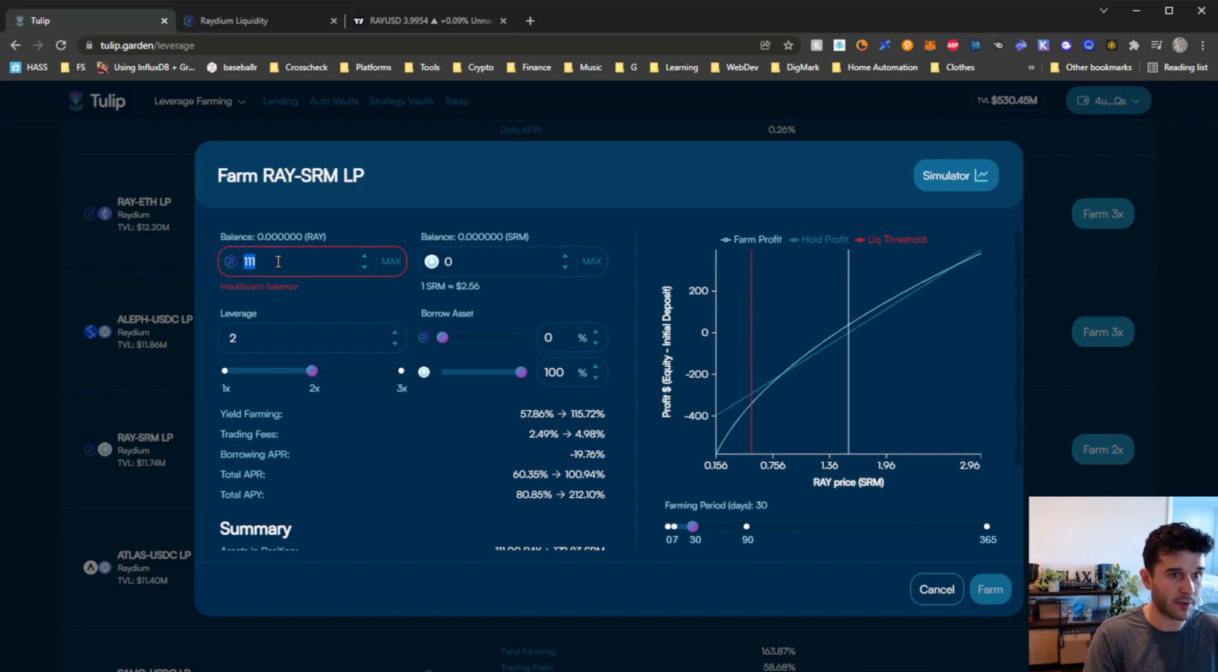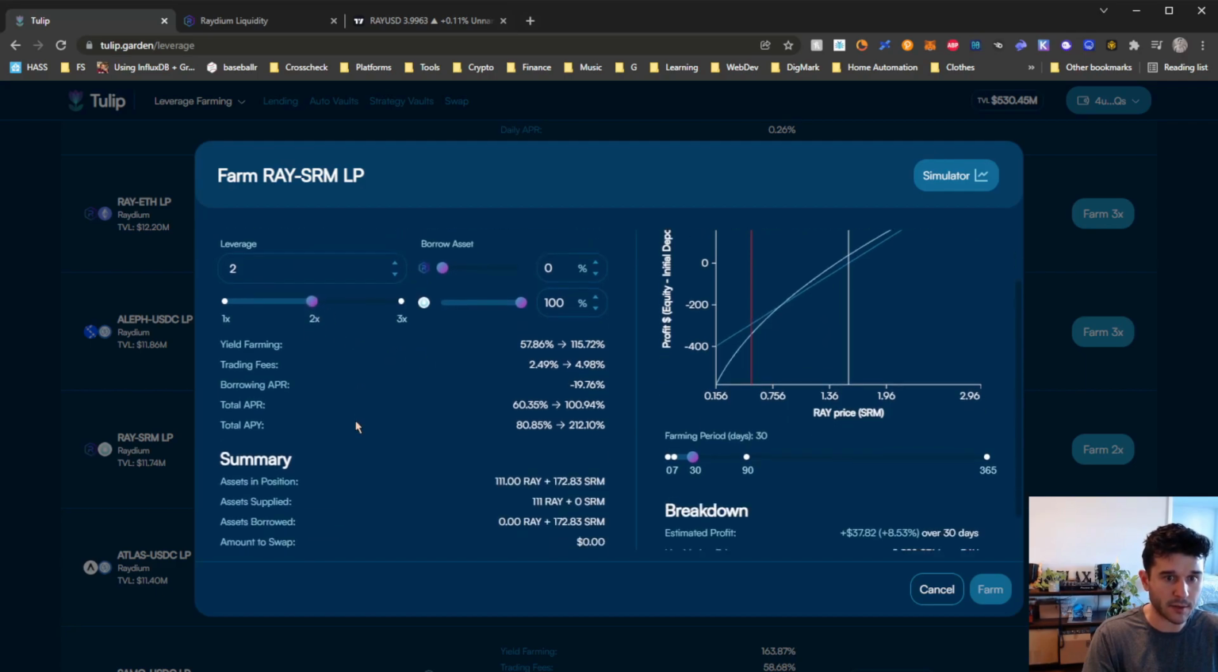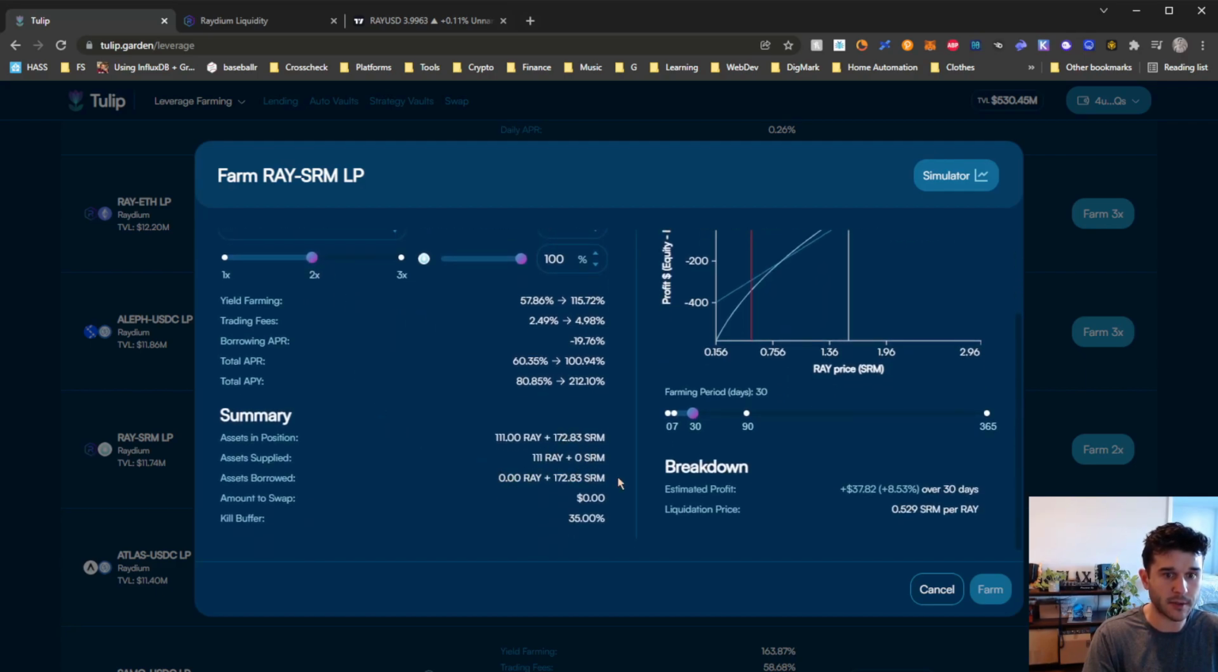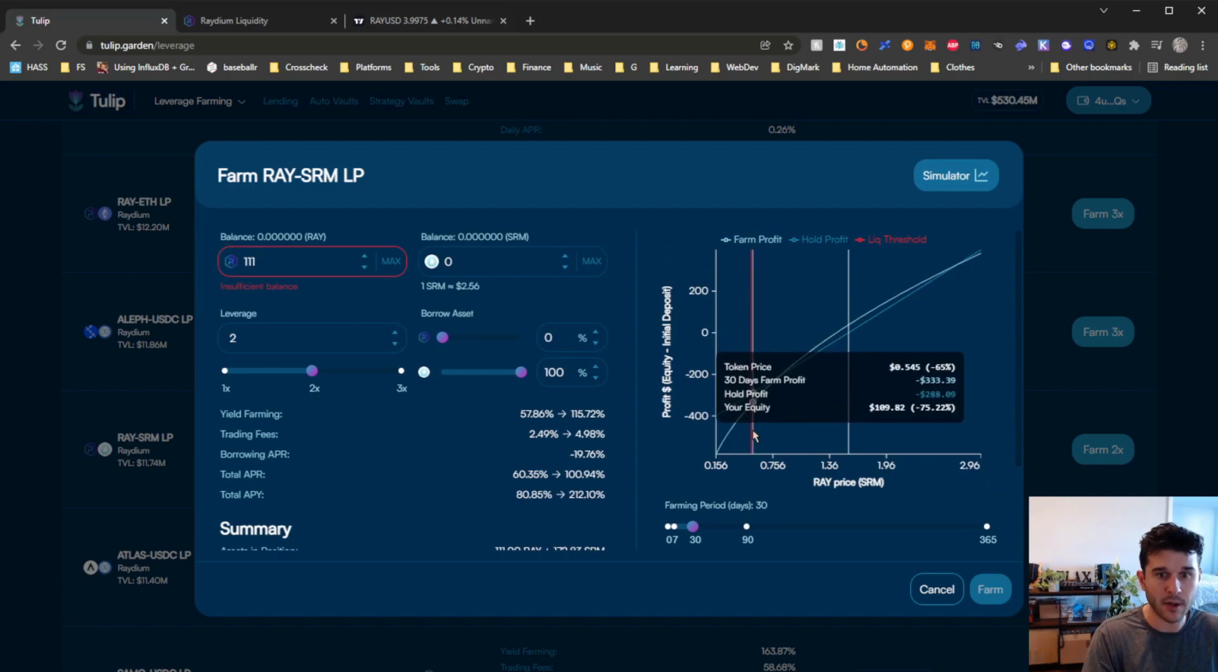So let's just walk through it really quick. Say we supply 111 Radium. Since we're on 2x leverage, we're borrowing the equivalent amount, which is 172 Serum. That puts our current price of Radium over Serum at $1.56. So it's 1.56 times the price of Serum.